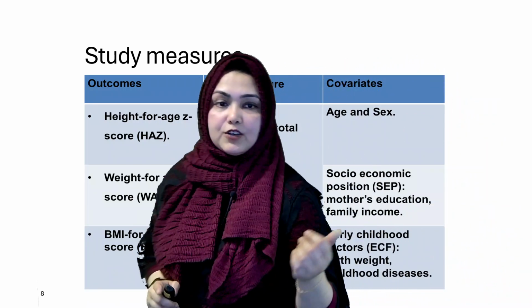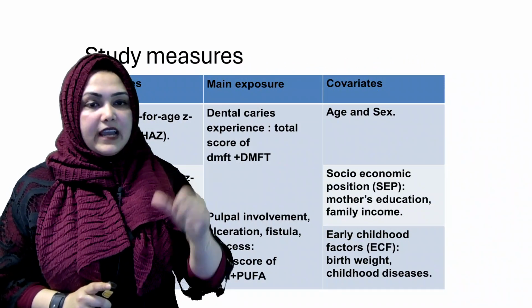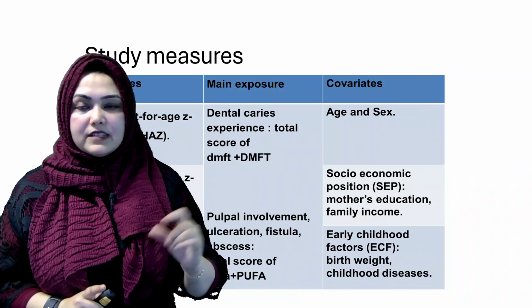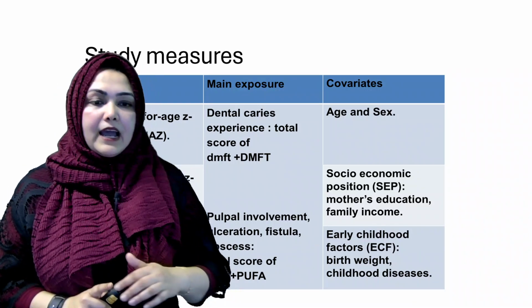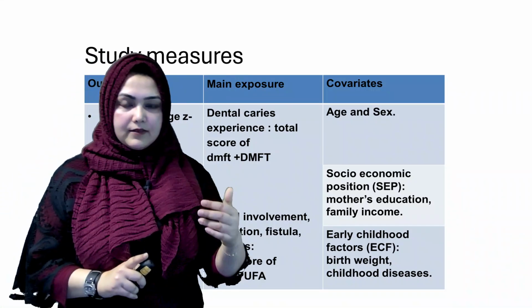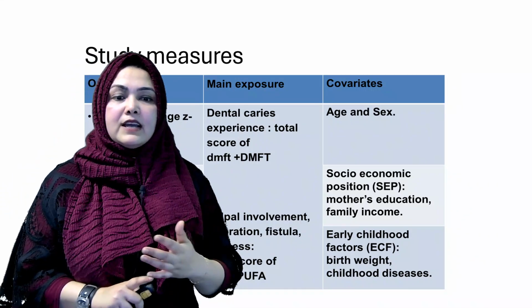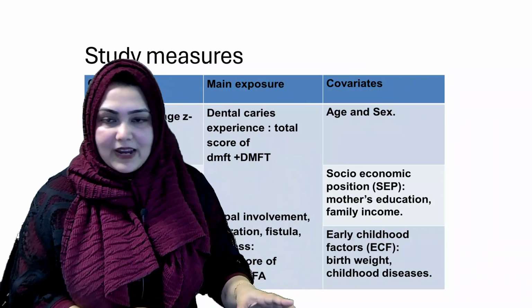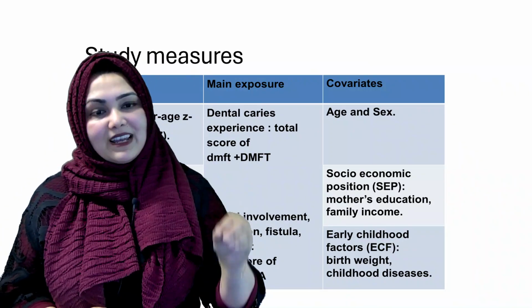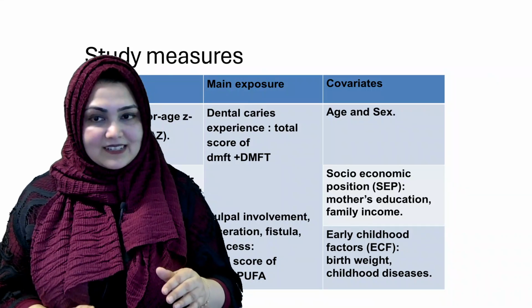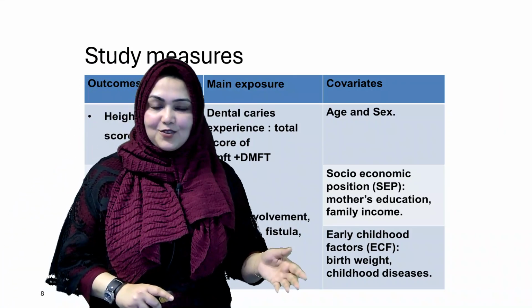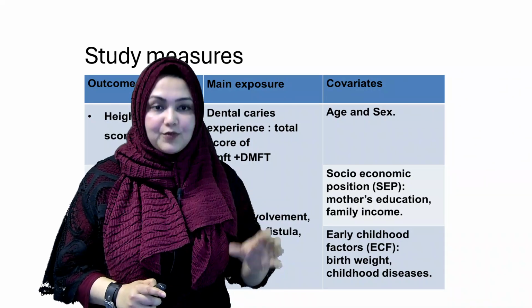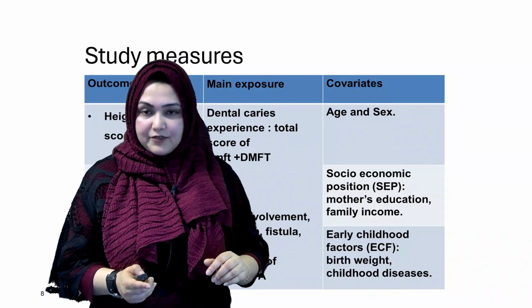And as my potential covariates, I adjusted age and sex, and for socioeconomic position I adjusted mother's education and family income, and for childhood factors I considered birth weight and childhood diseases. By the way, for all these covariates I need to justify why I chose them across other possible confounders, through background literature searching, and back them up with evidence for why I am choosing these particular variables.